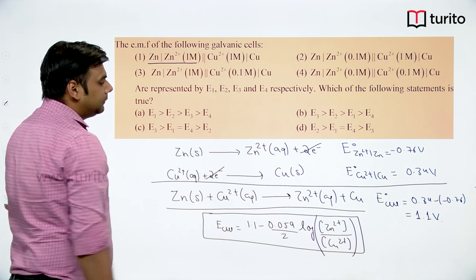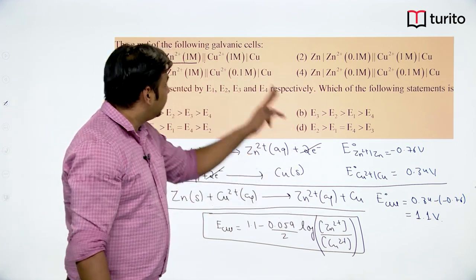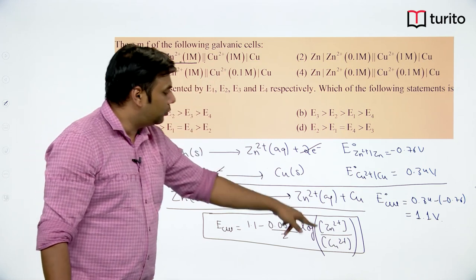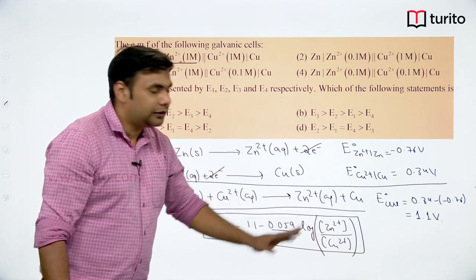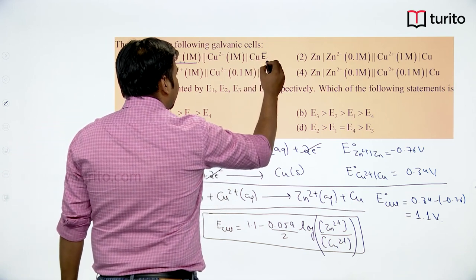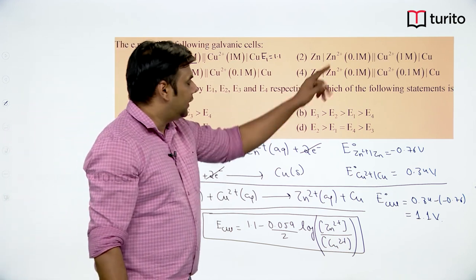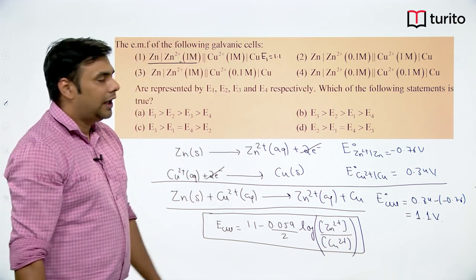Hope this is clear to you now. Now, different concentrations have been given to us. In the first case, the concentration of zinc 2 plus and copper 2 plus is 1. So when you put 1 over there, log 1 becomes 0. So E1 would be 1.1 volt.